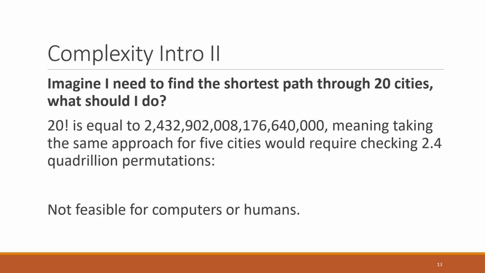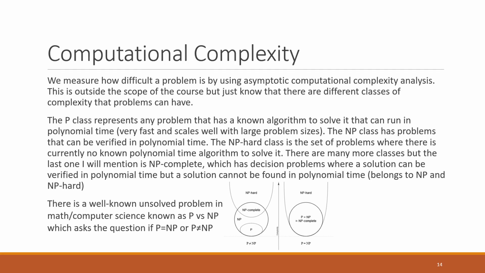Now let's discuss the specifics about its complexity. We measure how difficult a problem is by using asymptotic computational complexity analysis. This is outside the scope of the course, but just know that there are different classes of complexity that problems can have. The P class represents any problem that has a known algorithm to solve it that can run in polynomial time, which means it runs very fast and scales well with large problem sizes.